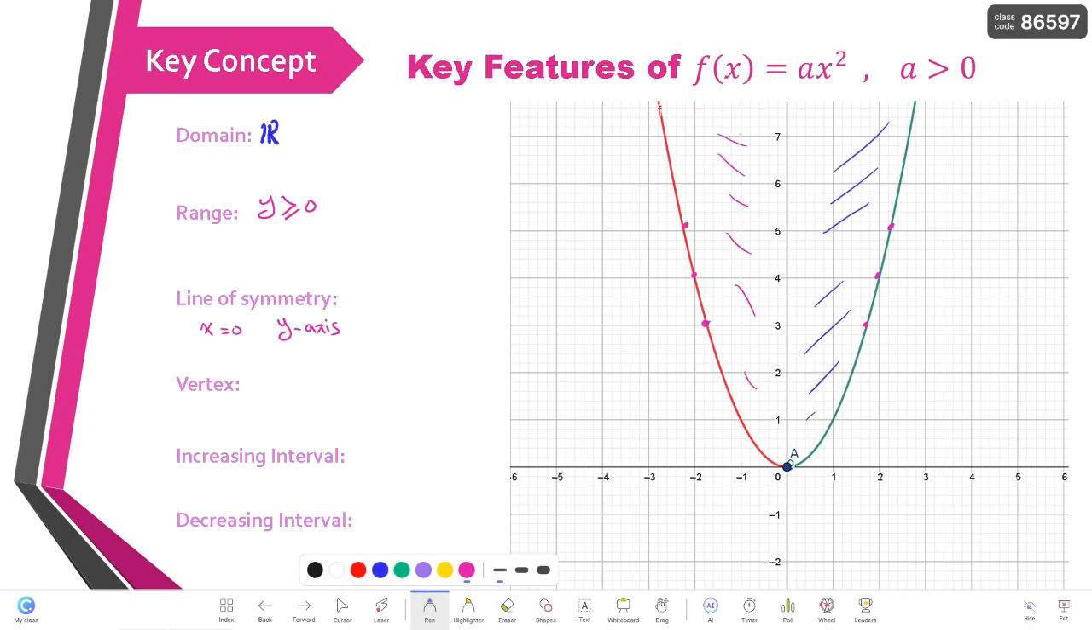The vertex of this graph: as you can see here, this graph goes down, down, down until we reach this point. And this point has another name. Some people call it the turning point, since the function changes its behavior here.